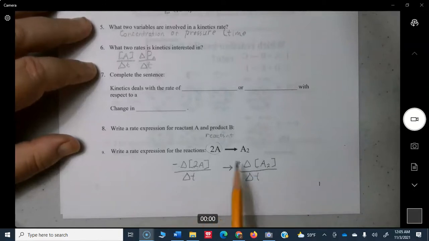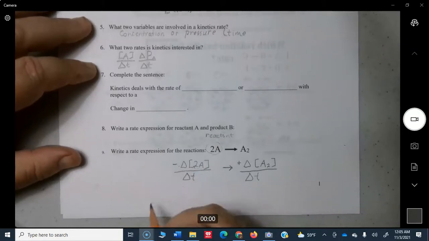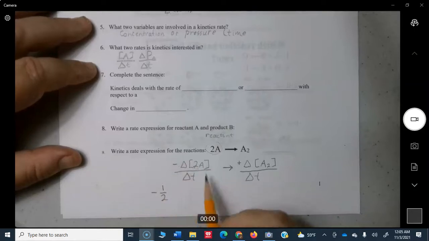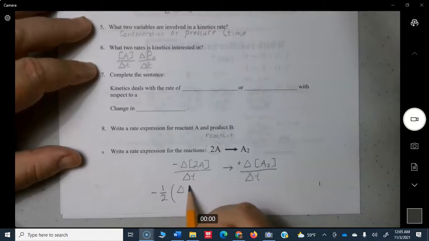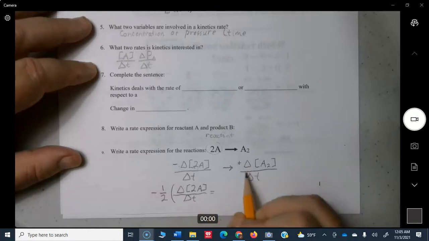And this is a positive and this is a negative. So what you simply do is you take this coefficient here and you put it out in front. Since it's a reactant, you put a negative sign there. And now I'm not going to write the negative sign here, but it's all of this here. So it's that times delta concentration of 2A, and that's going to be a negative number since it's negative, so there's an implied negative sign there, over delta T equals, and the coefficient here is 1.